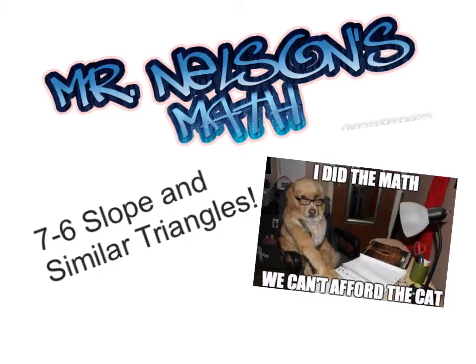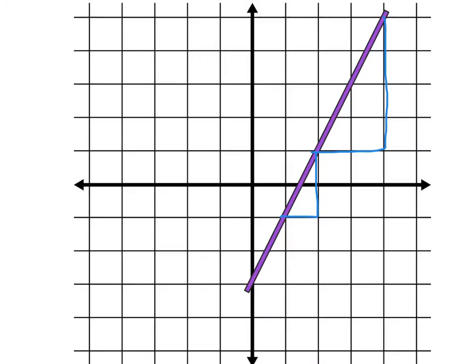Hey, 7th grade, we're all the way up here in Chapter 7 now, Lesson 6, Slope and Similar Triangles. Now, we've done slope, but you might be thinking, what does it have to do with triangles? Well, we're going to find out. Alright, so similar triangles and slope.